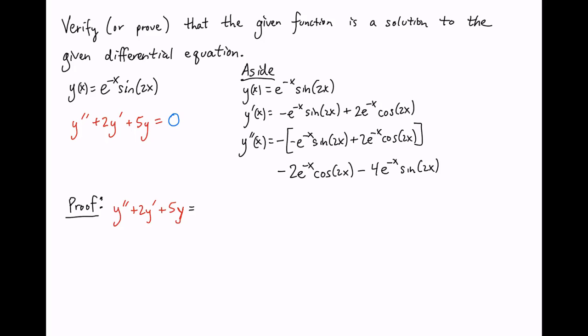So let's see. We have a negative 3 e to the opposite of x sine 2x. And then we have a minus 4 e to the opposite of x cosine 2x. So that is the second derivative. We're going to substitute 2 times the first derivative. And then finally, we're going to substitute 5 times the original function.